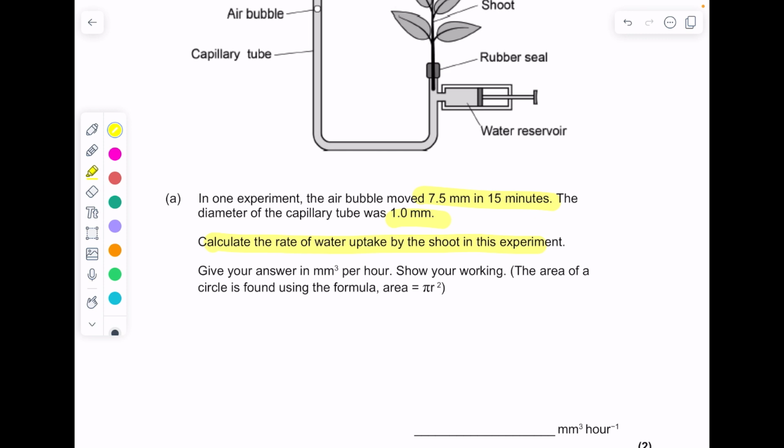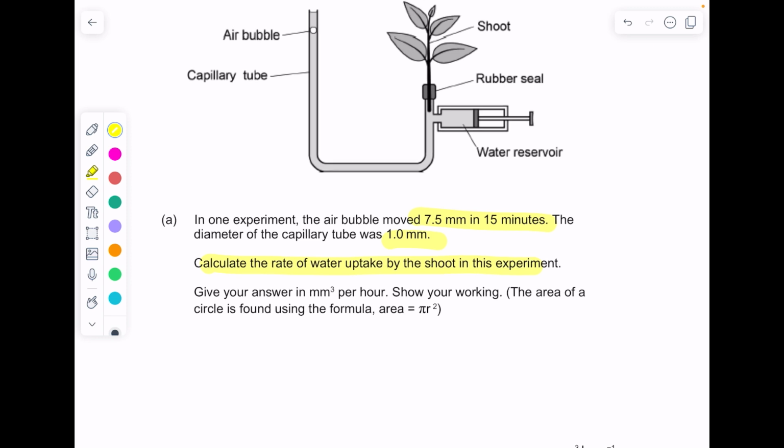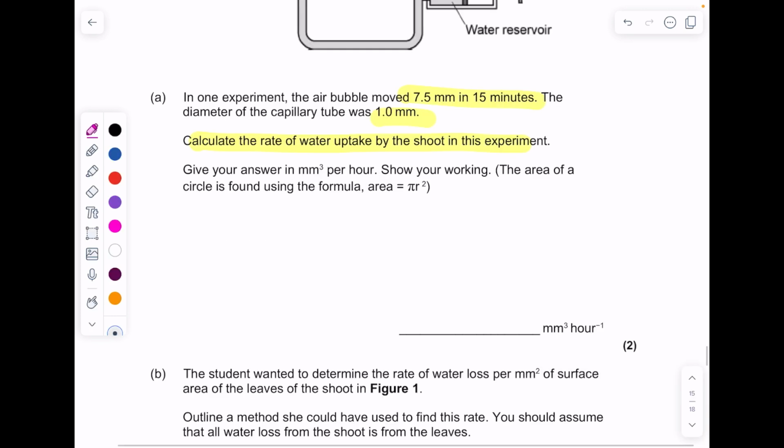Show your working. The area of a circle is found using the formula area equals pi r squared. So we need to work out the volume of water moved per hour. So we need to start by finding the area. So if I draw a little diagram, if this is your water, in effect you need to find out the volume of water. So how do we do that? Well, we work out the area of this circle here, pi r squared, and then we multiply it by the length of that capillary tube, which we were told was 7.5 millimeters.